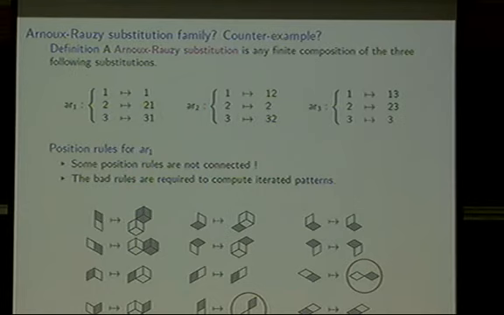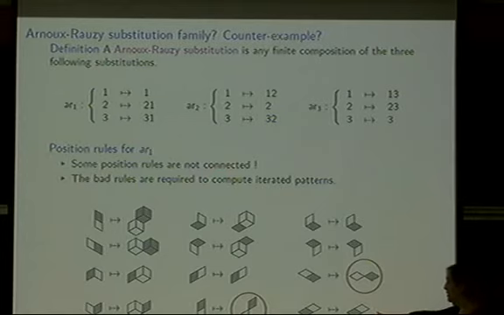Because if I want to understand whether all Arnoux-Rauzy substitutions are connected, which is that I have these three basic substitutions, I compose them all together, I obtain a new substitution, and I want to know whether the corresponding Rauzy fractal is connected. This was a conjecture by Canterini. And how do I do that? I compute my placement rules.